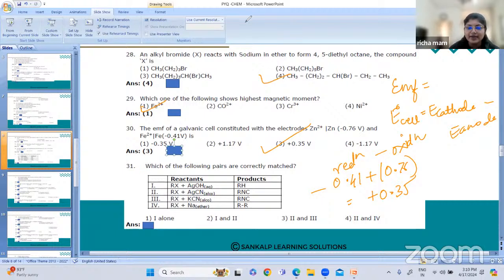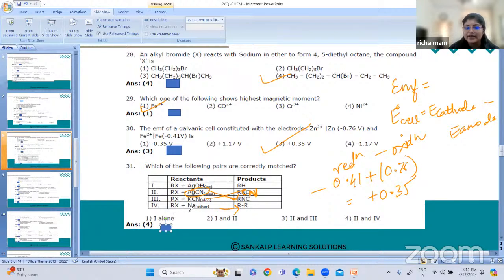Next question: which of the following pairs are correctly matched? We know that when AgCN is reacted with RX, you get RNC. And when we react with KCN, we get RCN. Then RX plus Na will give you your ether. Options are wrong here, so mistakes are there. So this is wrong. So this is correctly matched.